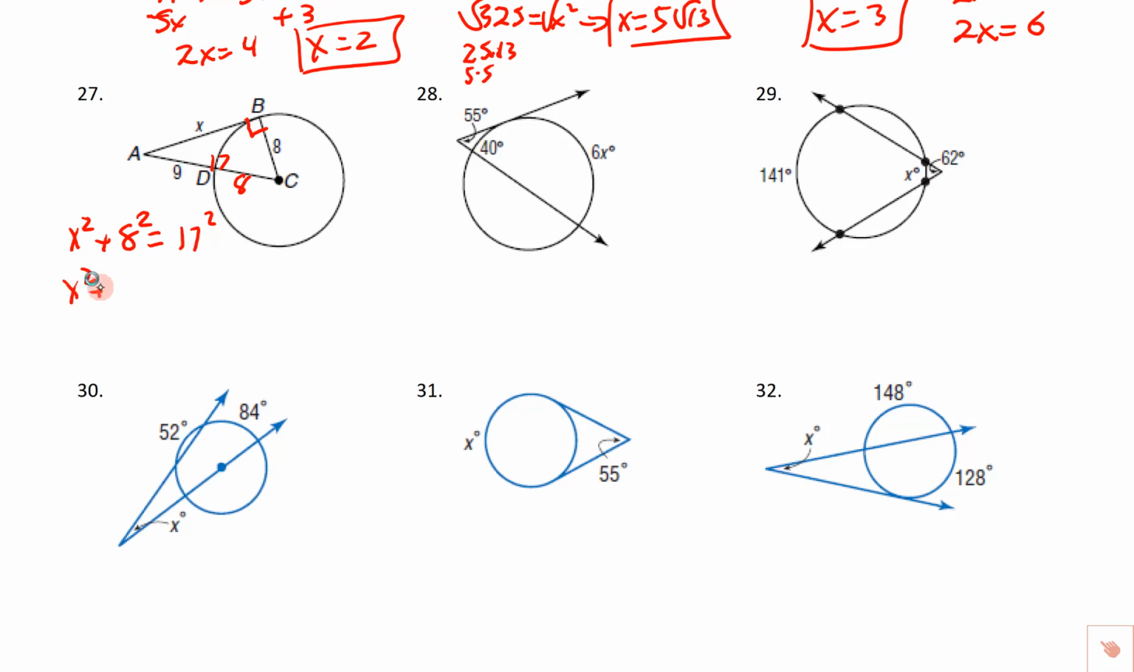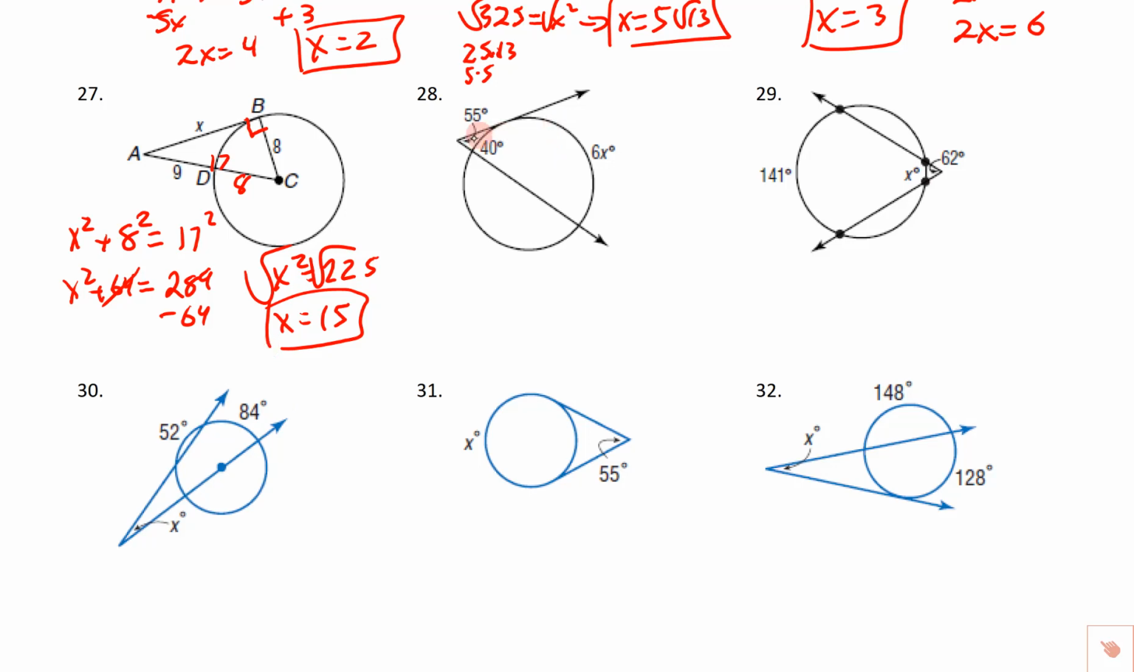So this is x squared plus 64 equals 289. If we subtract the 64 from both sides, we get x squared equals 225, and then take the square root and we get x equals 15. And I'm hoping a lot of those perfect squares are ones that you recognize.